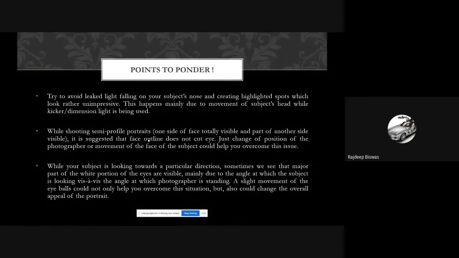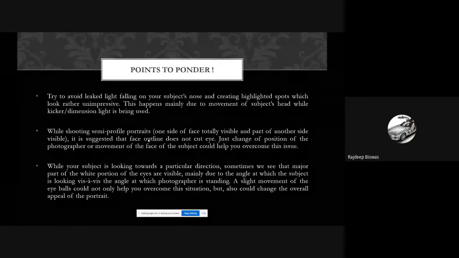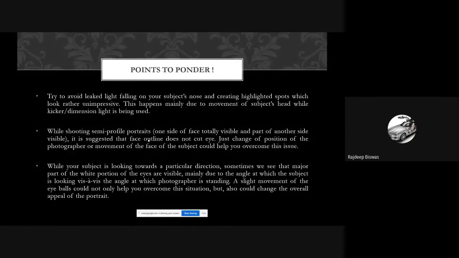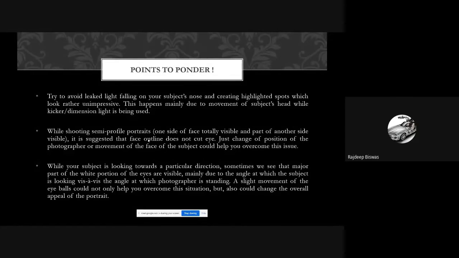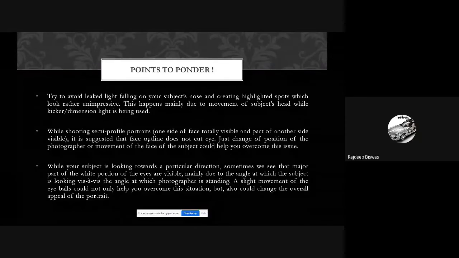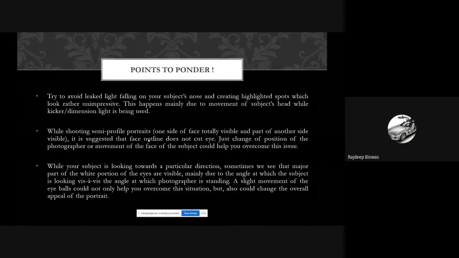Now what it does is the camera exposes mostly the white portion of the eyes. I mean, the white portion of both the eyes are straight to the camera. It doesn't look good, my friends. So try to avoid that. Tell your subject, instead of looking extremely on the left, just to adjust the vision a bit to the right, and there you have it.